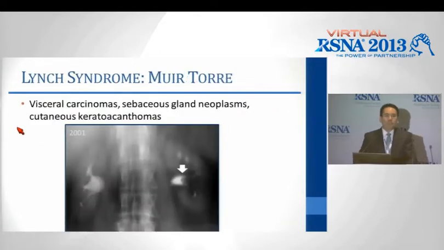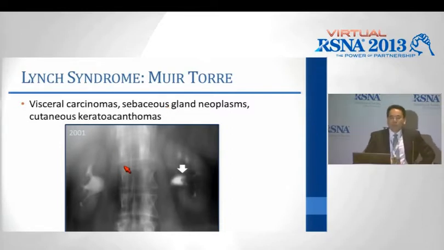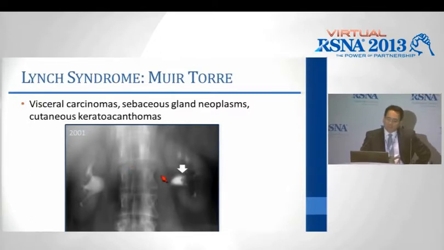Now, some of these Lynch syndrome patients have variants which are actually named, one of which is Muir-Torre, which are patients with visceral carcinomas, sebaceous gland neoplasms, and cutaneous keratoacanthoma. This is a patient who, in 1987, at the age of 57, developed endometrial cancer, which was resected, and I don't have imaging for that.